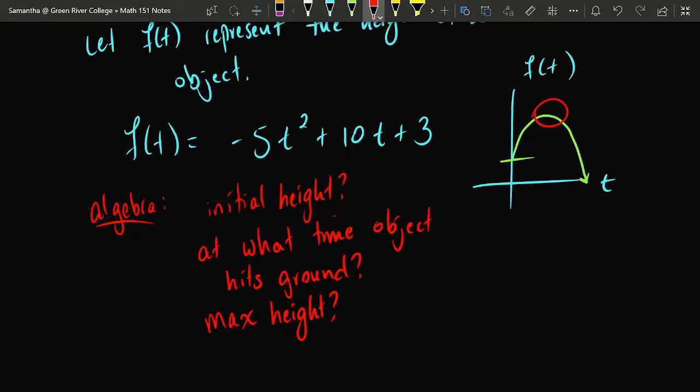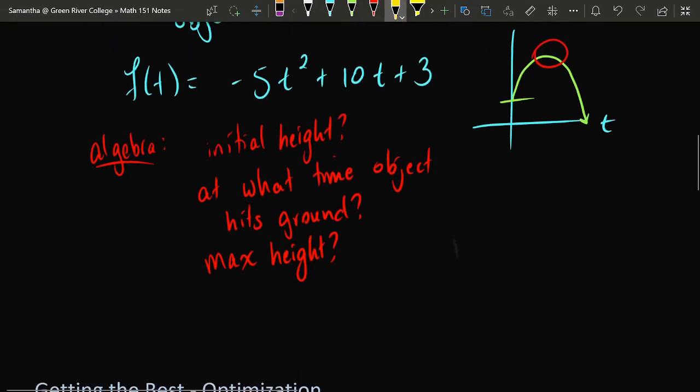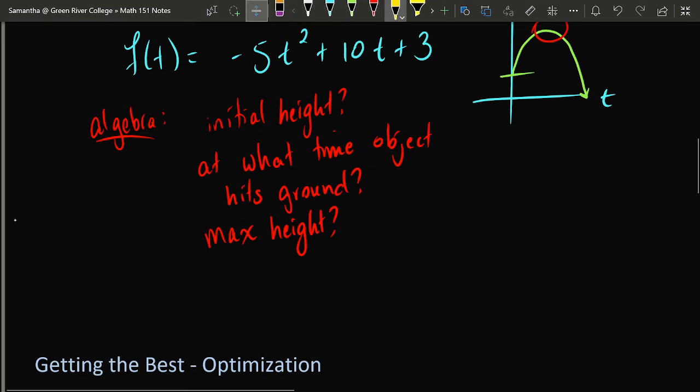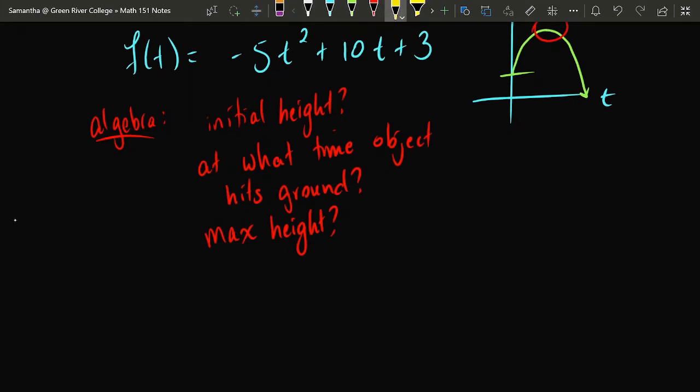But in calculus, you unlock the ability to tell not only where the object is at any given moment, and not only when it reaches certain locations, but also how fast the object is traveling at any given time.